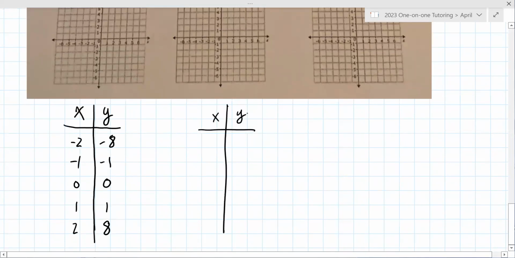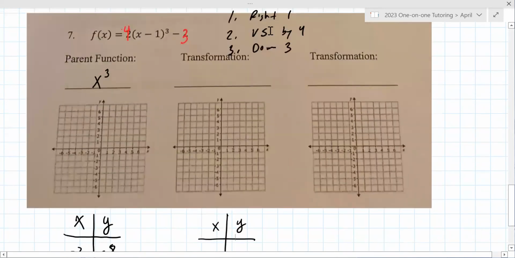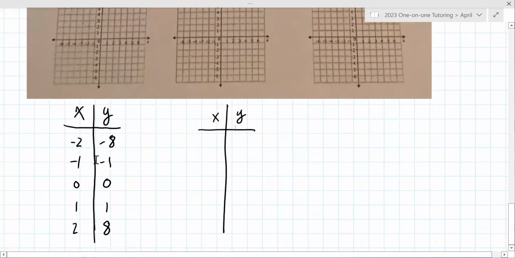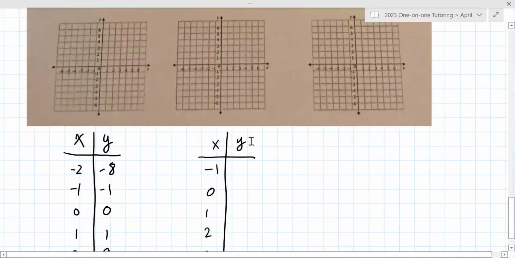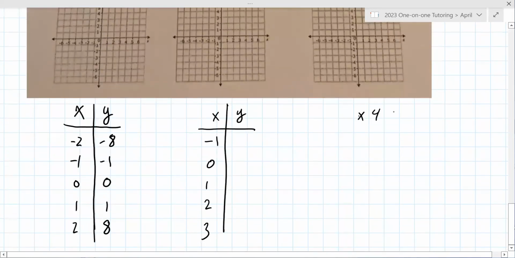All right. You just said it here. The X is going to go right 1. So all of these X values are going to go right 1. You're adding 1. The -1, 0, 1, 2, and 3. Your Y, you're first multiplying by 4, and then you're subtracting 3. So it might be good to say, okay, multiply by 4, then subtract 3. Multiply by 4, subtract 3.